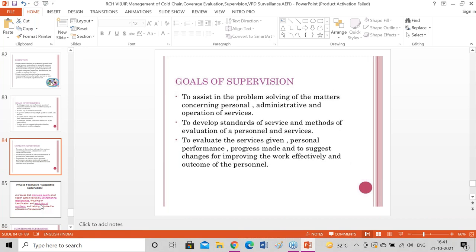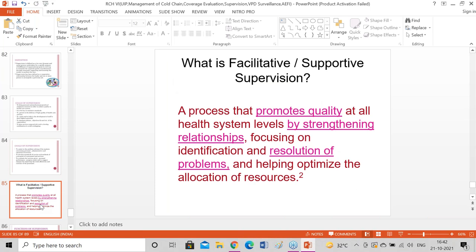Similarly, to assist in problem solving, to develop standards of service and methods of evaluation, to evaluate the services given, and to evaluate the progress made. What is supportive supervision or facilitative supervision? It is a process that promotes quality at all health system levels by strengthening relationships, focusing on identification and resolution of problems, and helping optimize the allocation of resources. So this is supportive supervision, positive supervision.